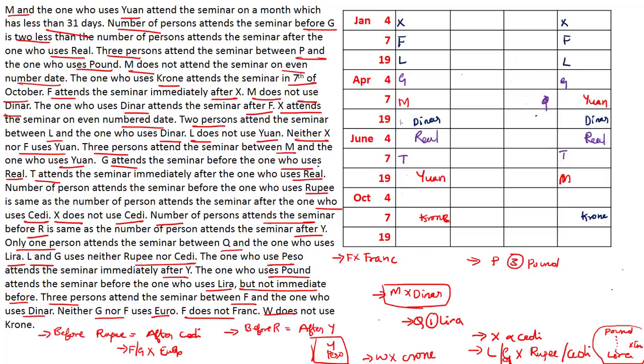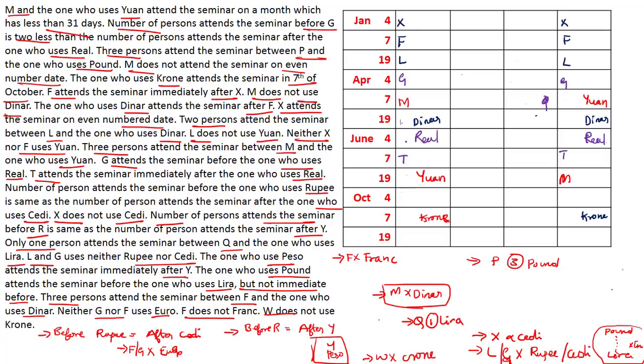I repeat. So see here, if I place R here, before R there are 1, 2, 3, 4, 5 persons. It means there should be 5 persons after Y. That is 1, 2, 3, 4, 5. So Y has to be here. So immediately after Y, peso has to be placed. Y is here, peso has to be placed.